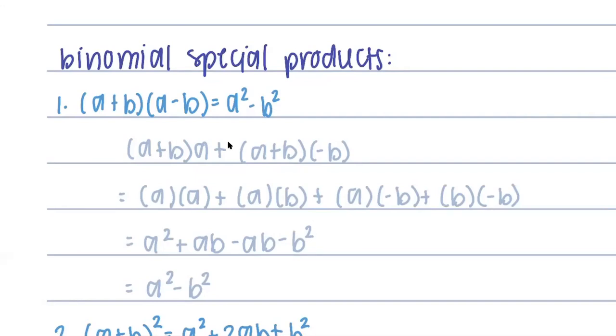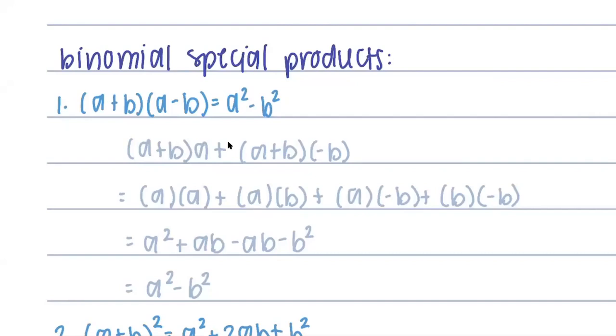Okay, so the first one is when you multiply a plus b by a minus b, the answer is a squared minus b squared. So this is just the general form, no numbers. Let's say a is x and b is 2, and you have x plus 2 times x minus 2, your answer would be x squared minus 2 squared, which is x squared minus 4.